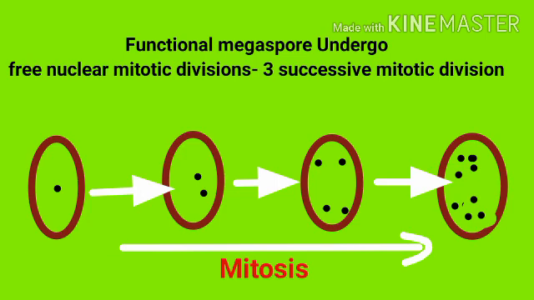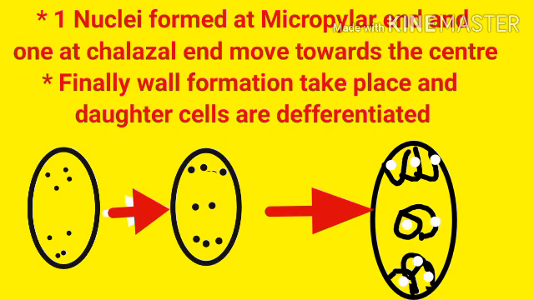That is, 4 plus 4 nuclei are formed at the 2 directions, that is at the chalazal end and the micropylar end. Now 1 nucleus from the chalazal end and one from the micropylar end move towards the center. And this is the arrangement: 3 at the micropylar end, 3 at the chalazal end, and 2 which have moved towards the center. Finally, the wall formation takes place and daughter cells are differentiated.